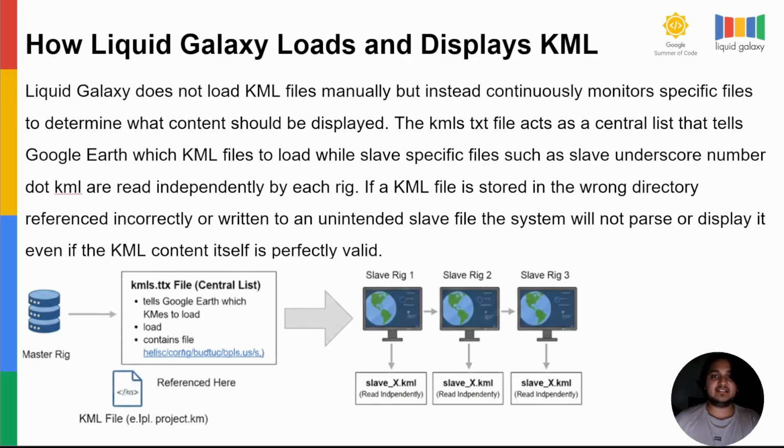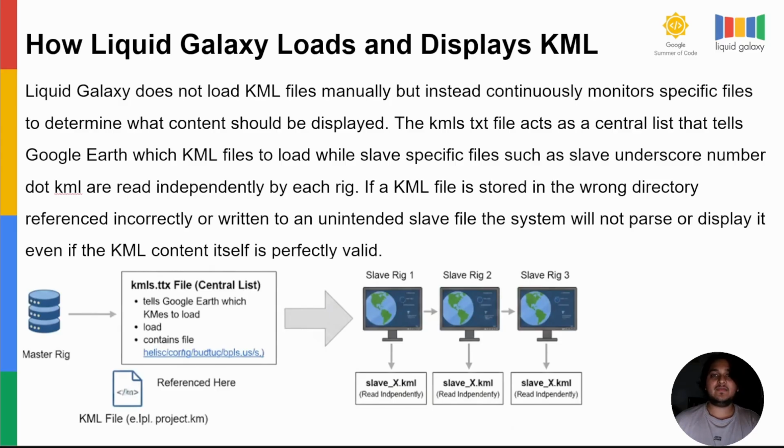If a KML file is stored in the wrong directory, or referenced incorrectly inside kml.txt, or written to an unintended slave file, the system will simply not parse or display it. The confusing part is that this can happen even if the KML content itself is perfectly valid. So in this case, there is no syntax error, there is no structural problem, and there is no logical issue in the instructions. The only problem is that the correct Google Earth instance is not reading that file.